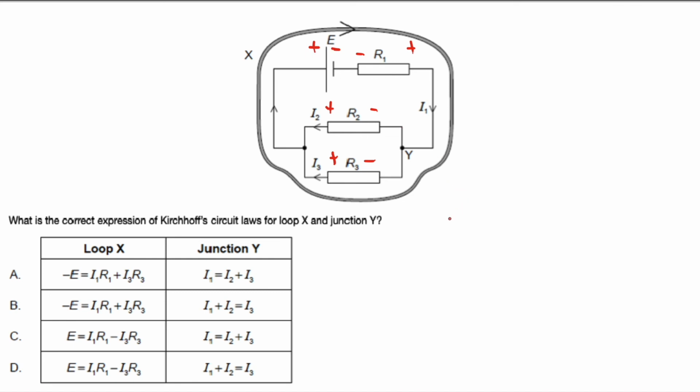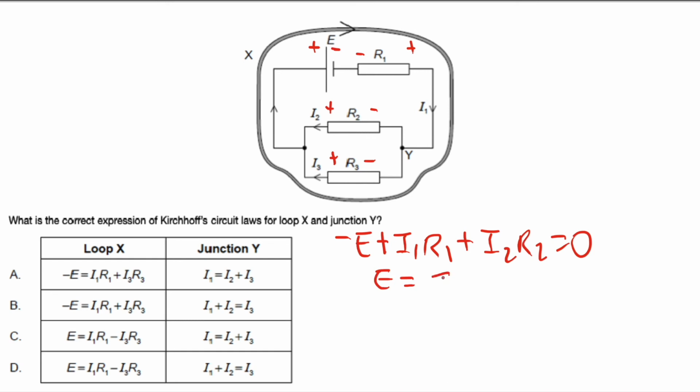So from the loop law, negative E, here is low potential to high potential, so it's going to be a positive sign, plus the current I1 R1, plus, low potential to high potential is going to be a plus sign, which means that E is going to be equal to what? E is going to be equal to I1 R1 plus I2 R2.